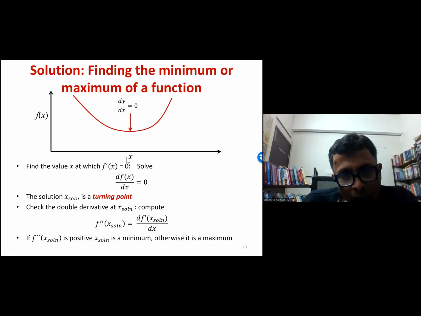And so our usual test is that first, we identify all the x's where the function is turning, all the turning points, by setting the derivative to 0. And then you check the double derivative at those x's. If the double derivative is positive, then that value is a minimum, otherwise it's a maximum. All of this is familiar stuff, right?